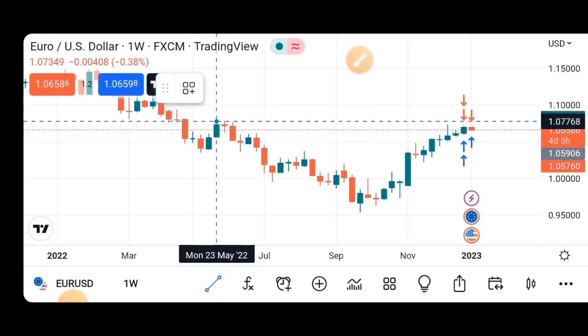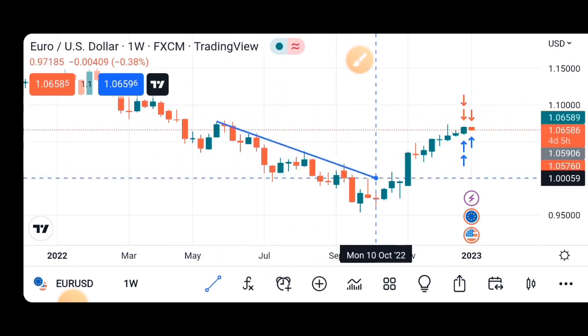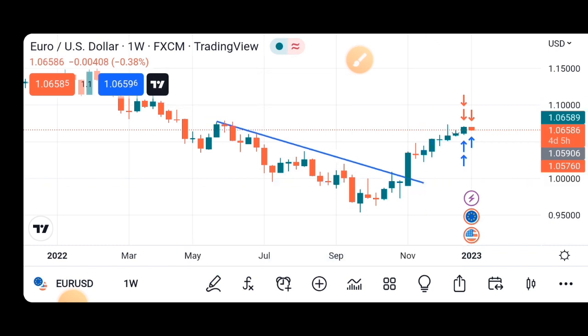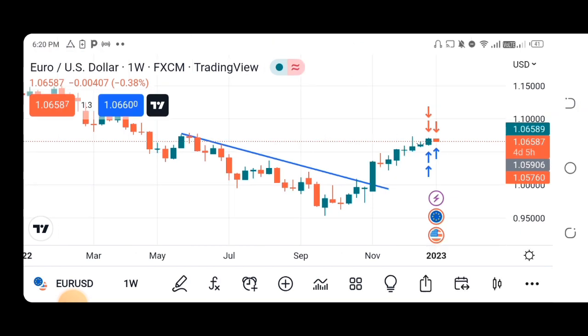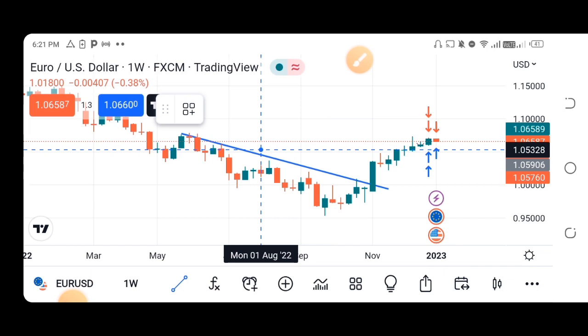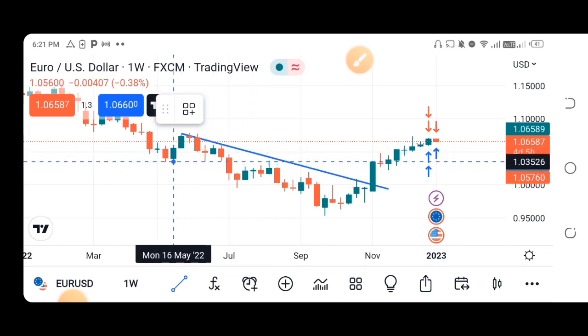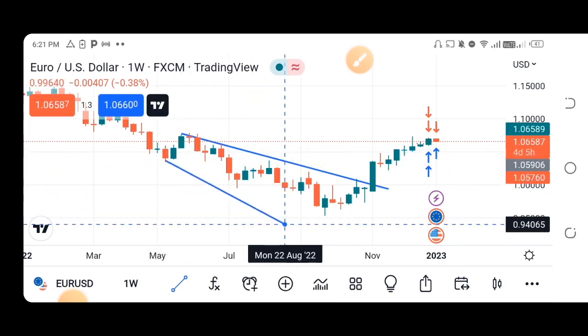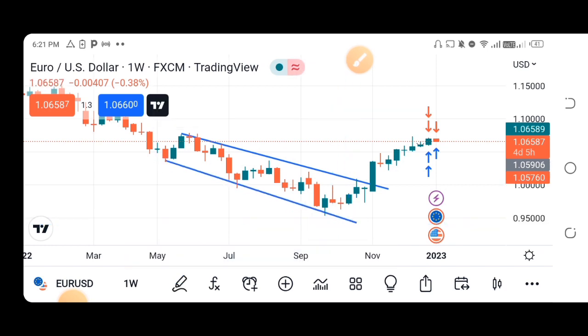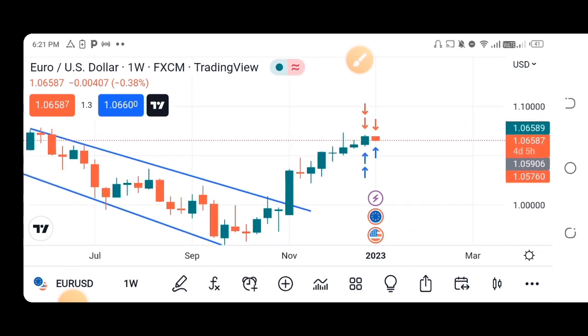So I'll be drawing my trend line from here to here just to know where we are in the trend. And as you can see, the bearish is invalid. The bearish is invalid now because we have our candle breaking that high, so it's no longer valid, right? So now I think we are moving into bullish. So I'm going to draw everything so you can see what we are doing.